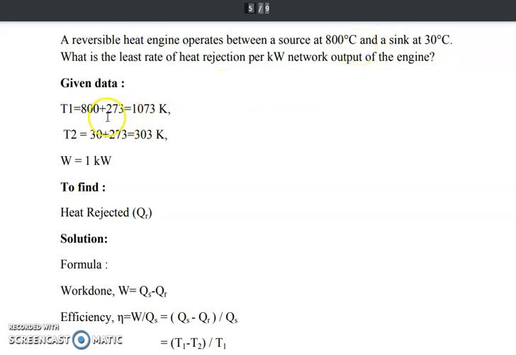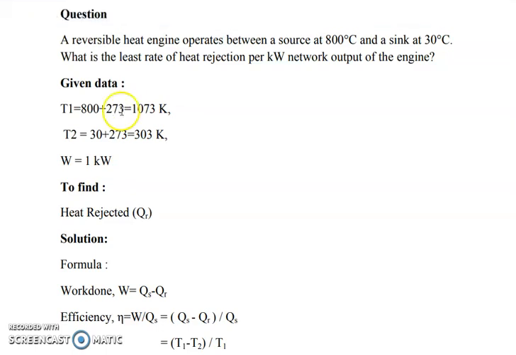One is source temperature, another one is sink temperature. So I take the source temperature as T1 and the sink temperature as T2. Here the temperature is given in degrees Celsius, so we have to convert the temperature from degrees Celsius to Kelvin. For that, add 273. 800 plus 273 equals 1073 Kelvin. Then the sink temperature, 30 degrees Celsius plus 273 equals 303 Kelvin.